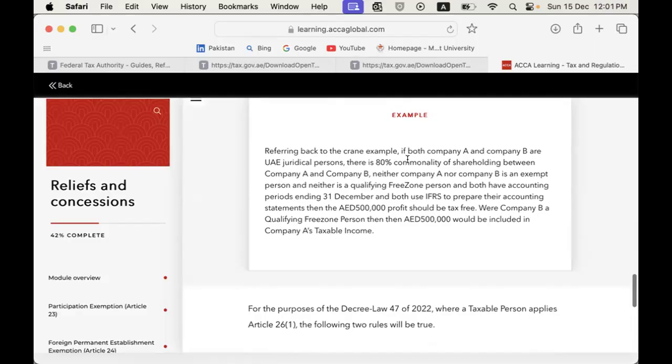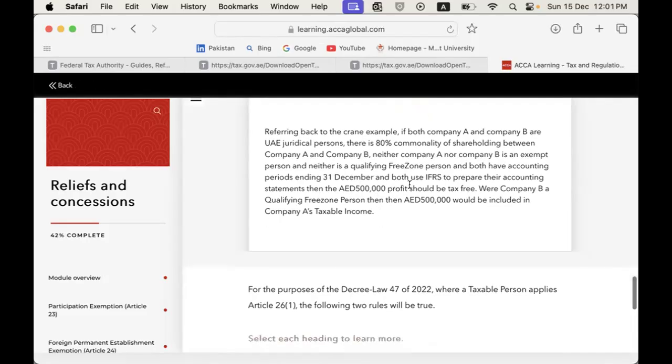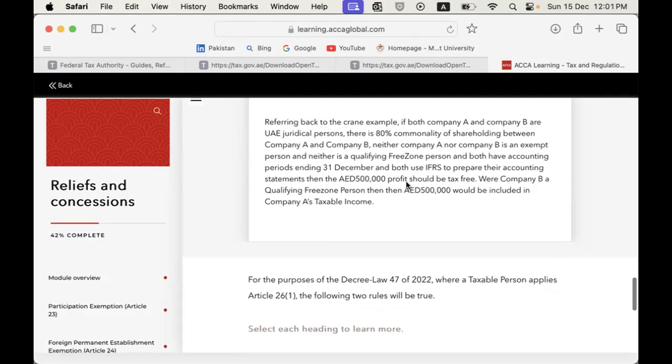Referring back to the crane example, if both company A and B are UAE juridical persons, there is 80% commonality of shareholding between company A and B. Neither company A nor company B is an exempt person, and neither is a qualifying free zone person, and both have the same accounting period. All conditions are being met, in short, and both use IFRS. Then the 500,000 profit should be tax free.